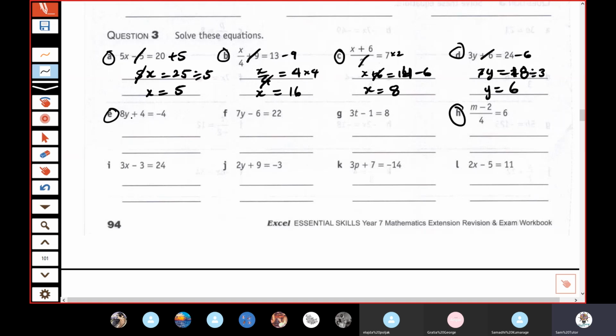E, I'll do this one. Take away 4, take away 4. So then 8y equals -8, and then again divided by 8.